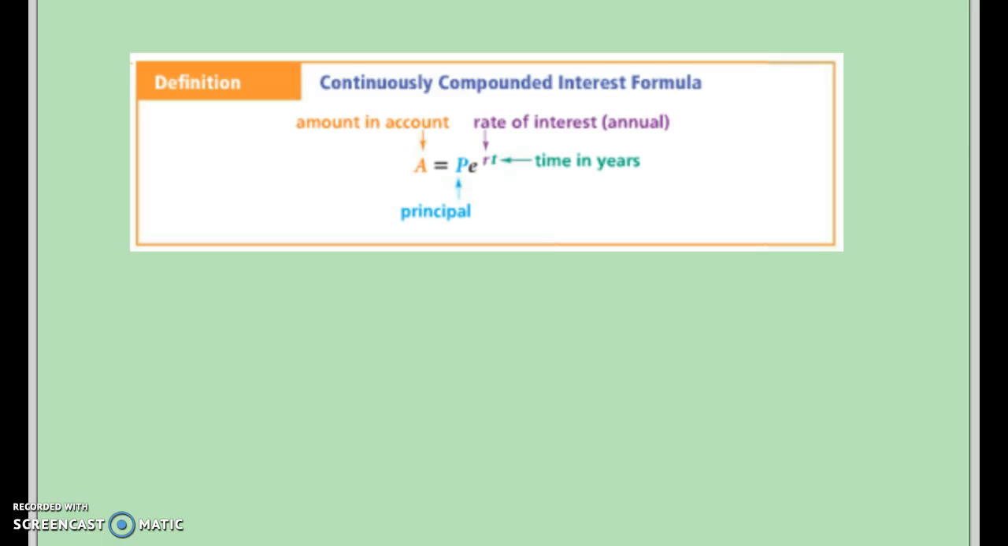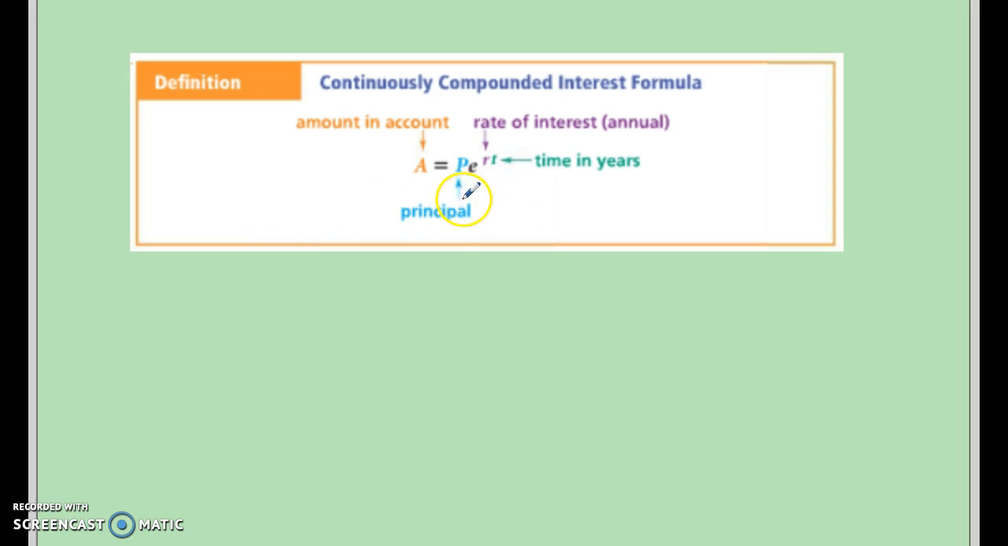All right, so here's something you really need to know before you take this test and also for your final. We are going to be finding interest and using our continuous compound formula. So here's the formula that we're always going to use, so make sure that you actually write this down. A equals Pe^(rt).